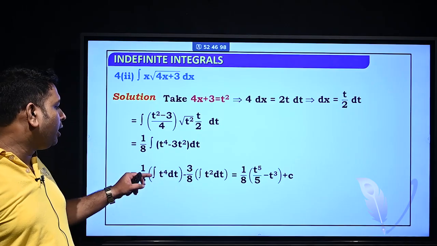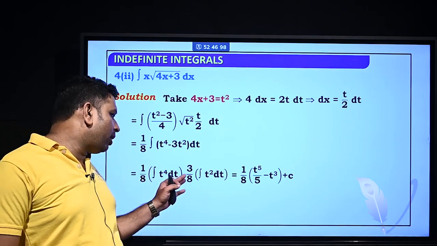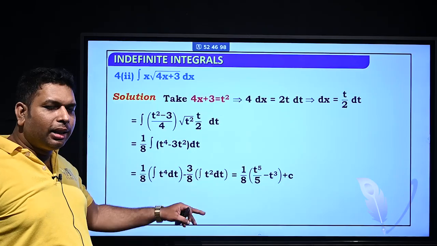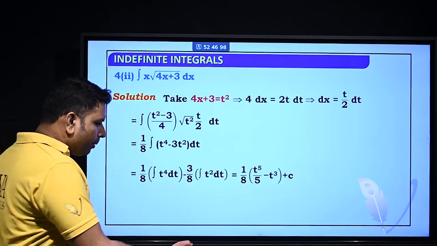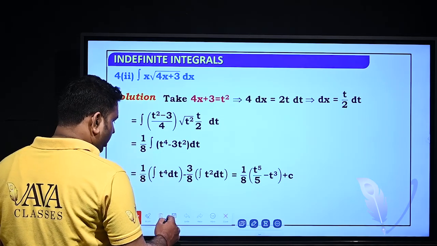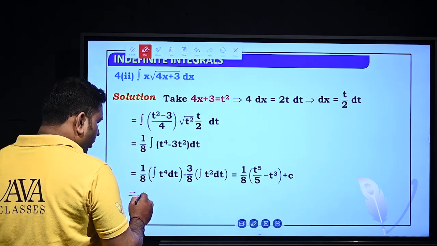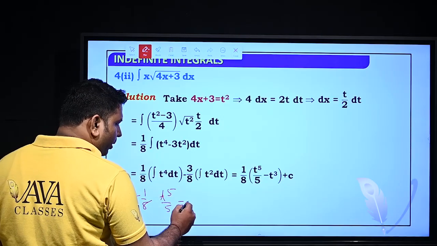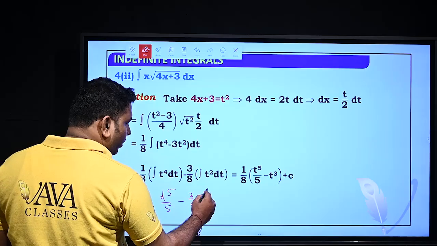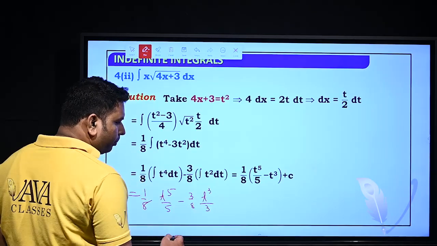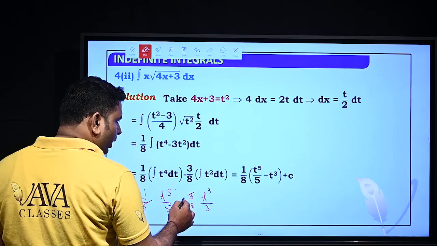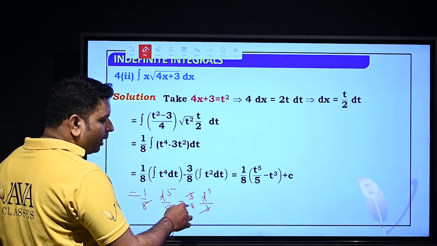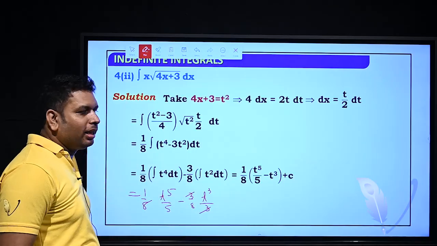So 1 by 8 t to the power 5 by 5 minus 3 by 8 t to the power 3 by 3. 3 cancel. This is 1 by 8 t to the power 5 by 5 minus t cube plus c.